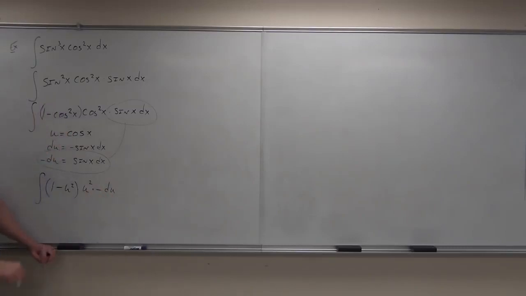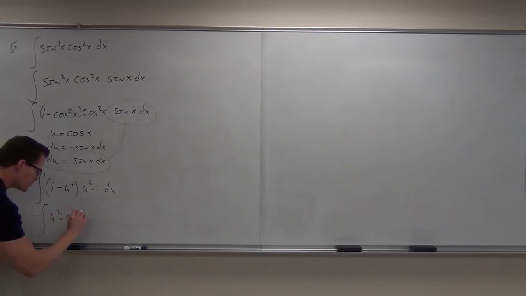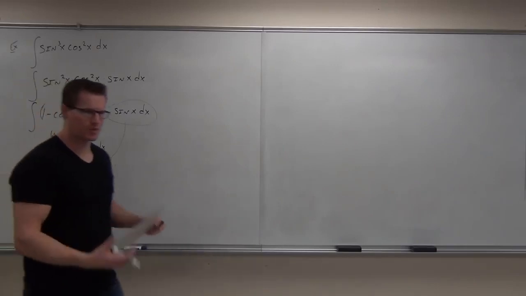So times negative du. What are we going to do with this thing right now? What do you think? Hold the negative out. Okay, so negative integral, what else are we going to do? Distribute. That will be u squared minus u to the fourth. Don't forget the du. Don't get sloppy with this integration.